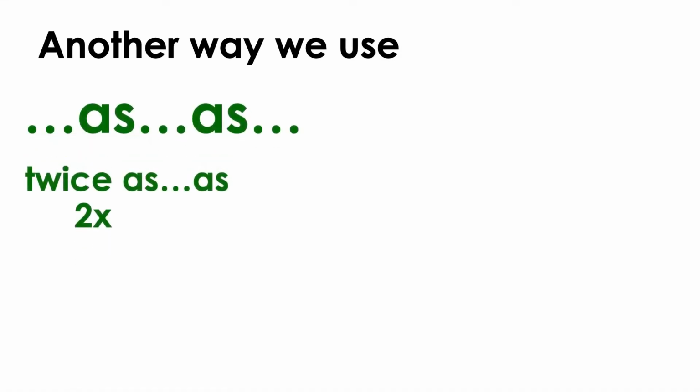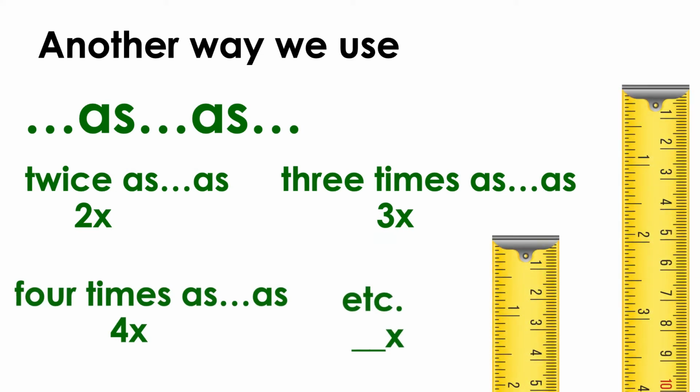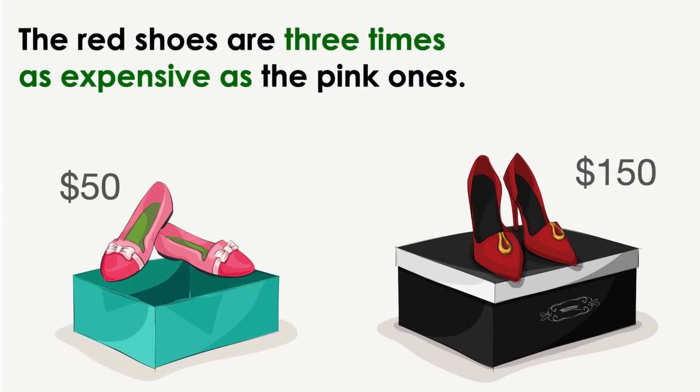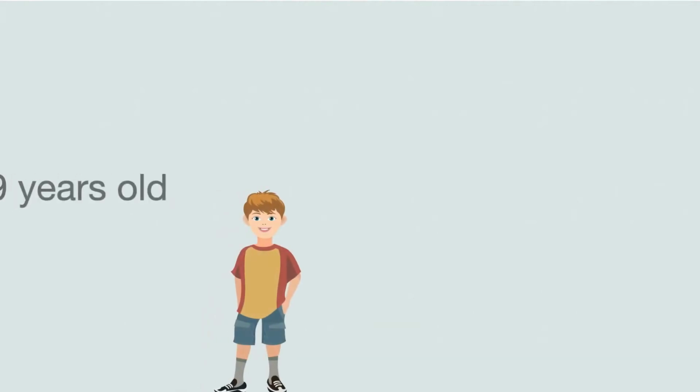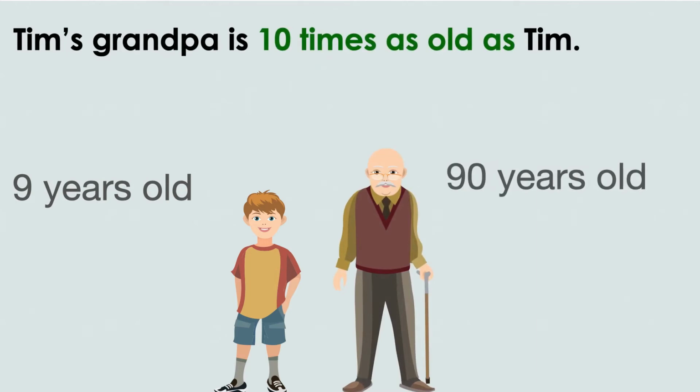Another way we use as is to use it as twice as, 3 times as, 4 times as, etc. The red shoes are 3 times as expensive as the pink ones. Tim's grandpa is 10 times as old as Tim.